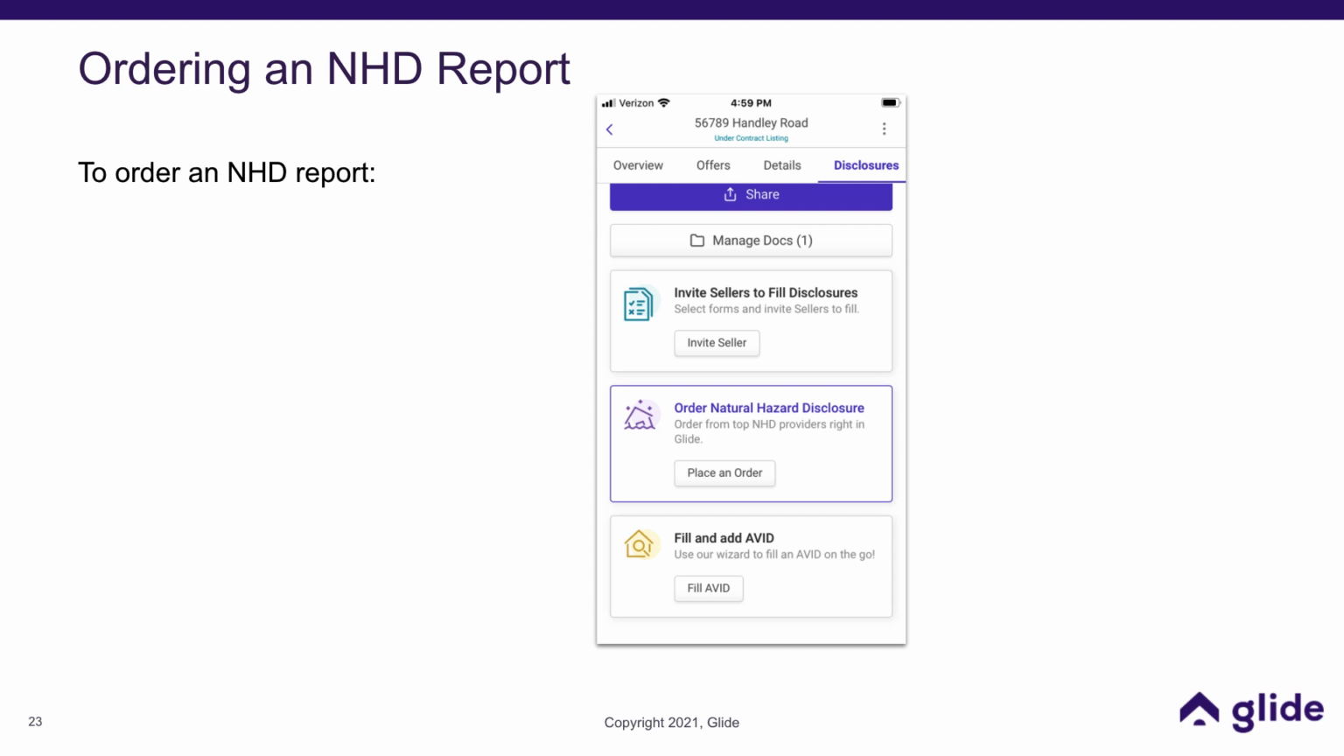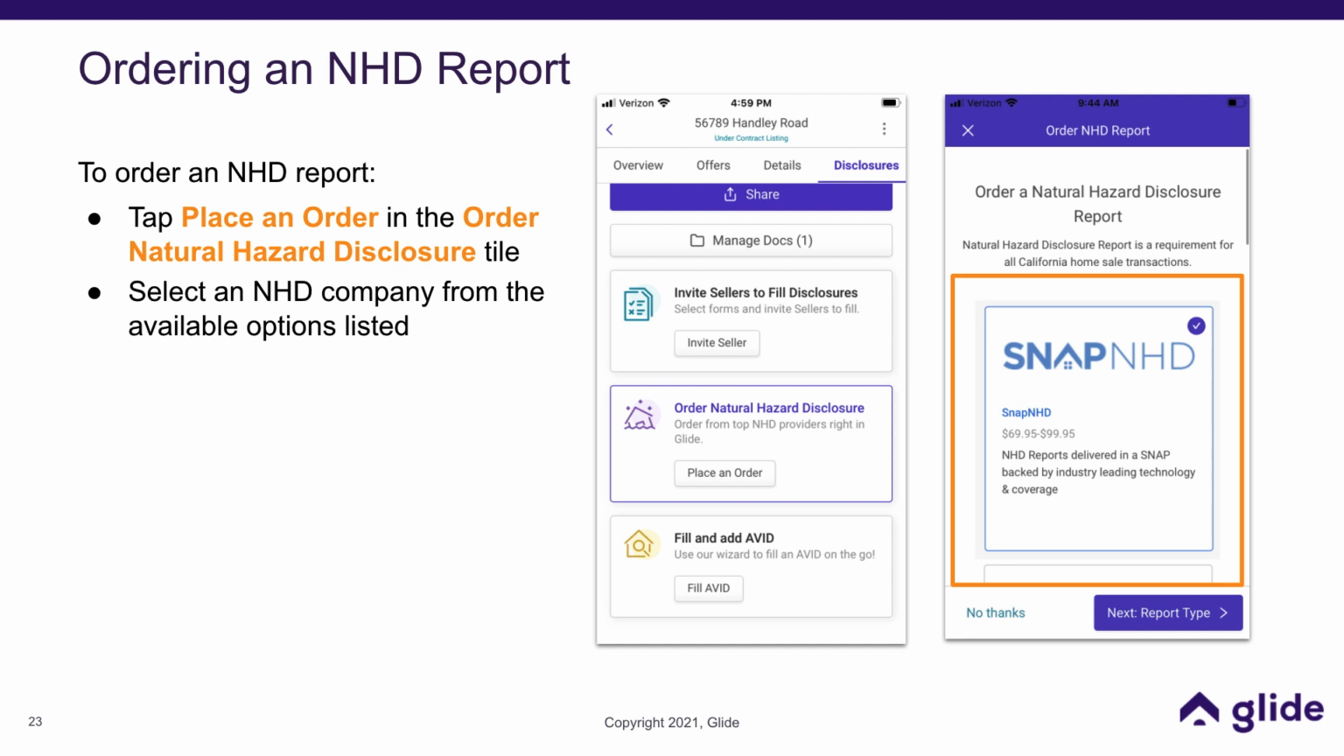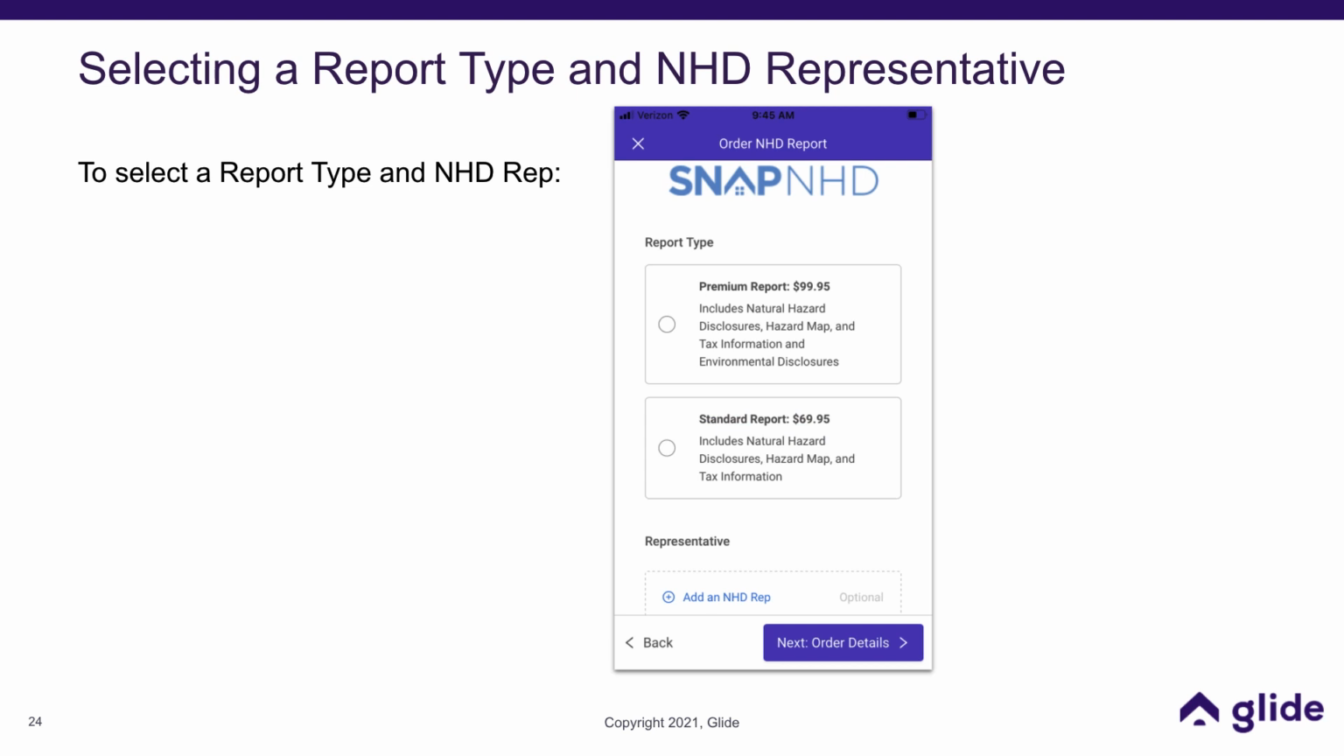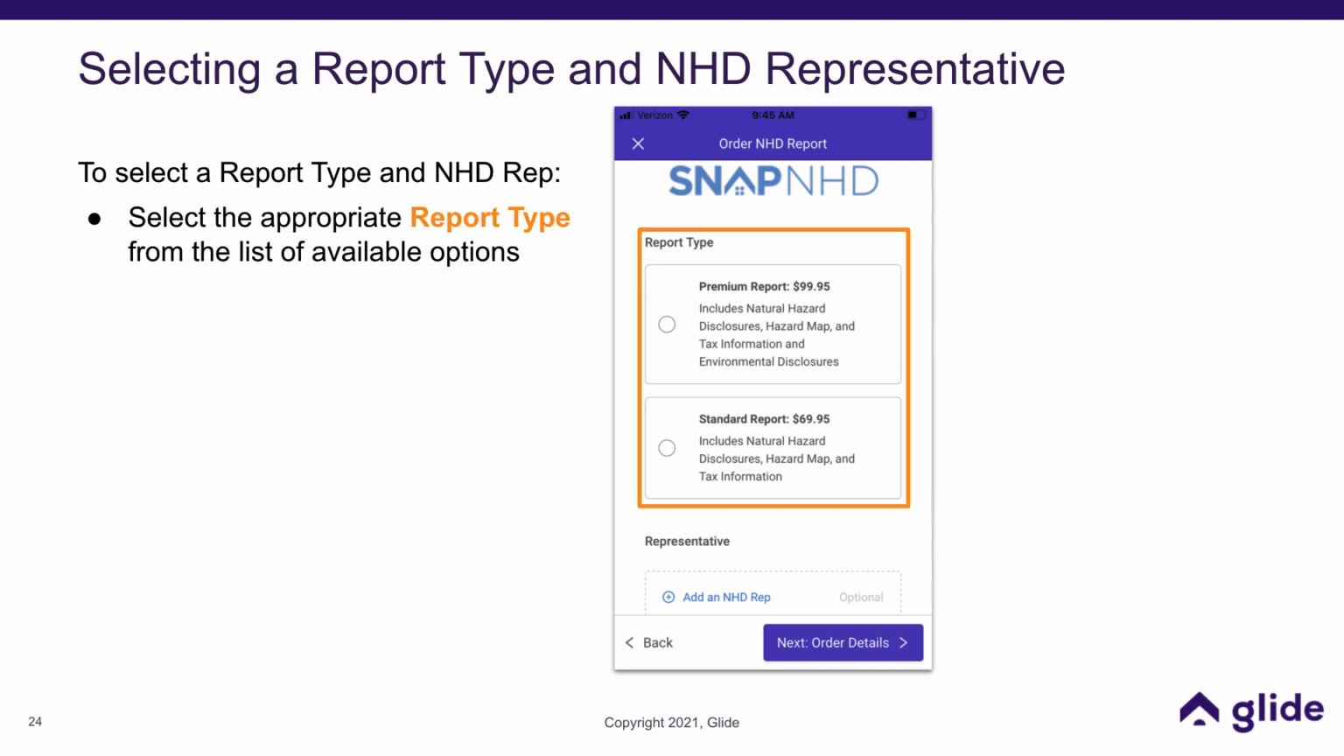The next step in the process after sending off the seller disclosure package is to order an NHD report. To order an NHD report, first tap Place an Order in the Order Natural Hazard Disclosure tile. Next, select an NHD company from the available options listed. Then tap Next Report Type at the bottom right.